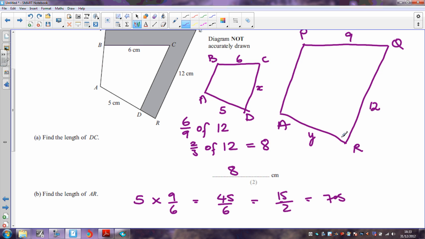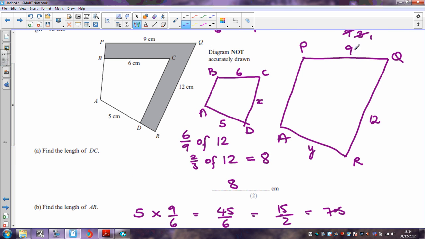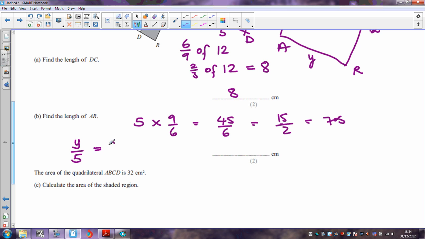Again, you might prefer to do this using ratios. I can see that y divided by 5, okay, so that side divided by that side must be exactly the same as 9 divided by 6, as long as you do things in the same order. So y over 5 is equal to 9 over 6, and if y over 5 is equal to 9 over 6, I'm going to multiply again by 5. I can see that y is going to be 9 times 5 divided by 6. Again, I can cancel to give my 2 and 3, and I get 15 over 2, which is again 7.5. So that must be 7.5 centimeters.